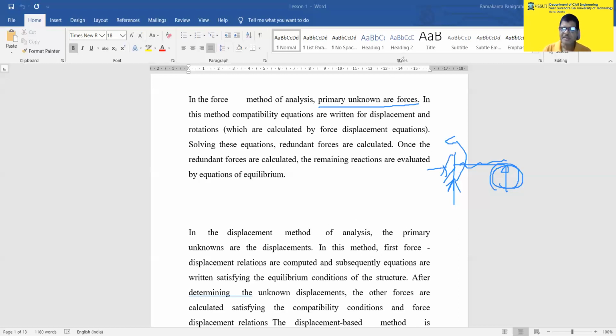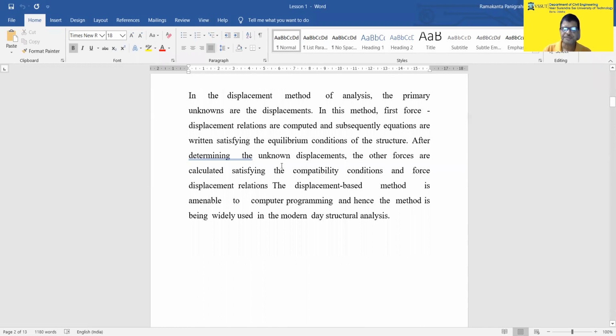If we come to the displacement method of analysis, the primary unknowns are displacements. Now, let me explain what this displacement is. Suppose I take a continuous beam, and let it be fixed here. Let me take a two span bridge.